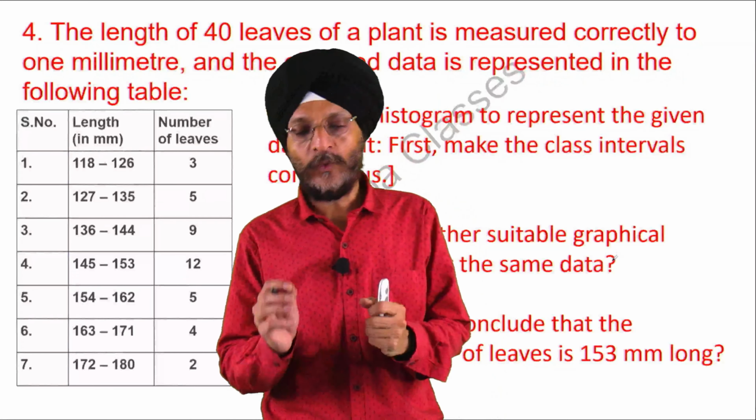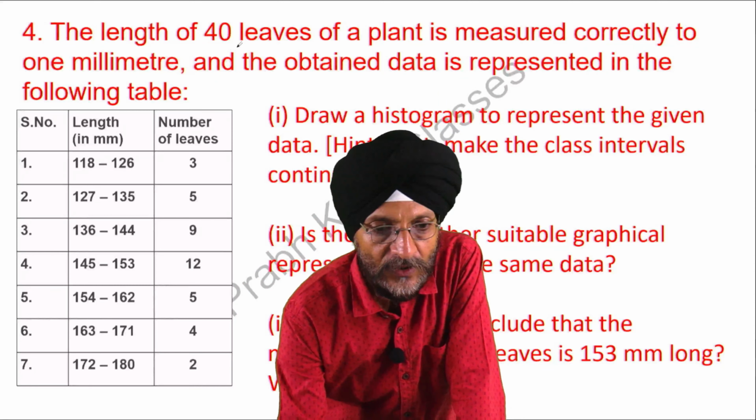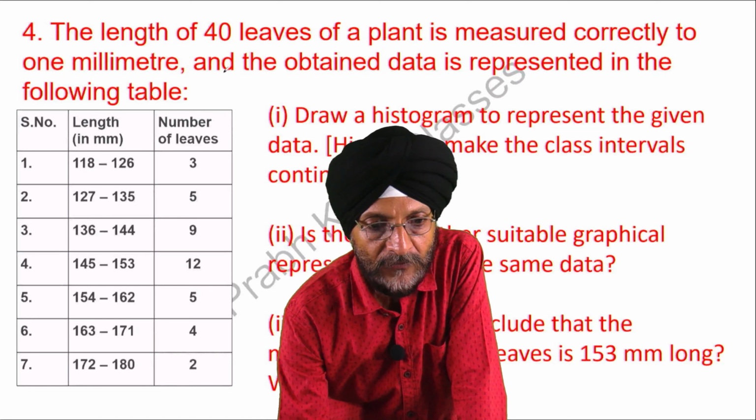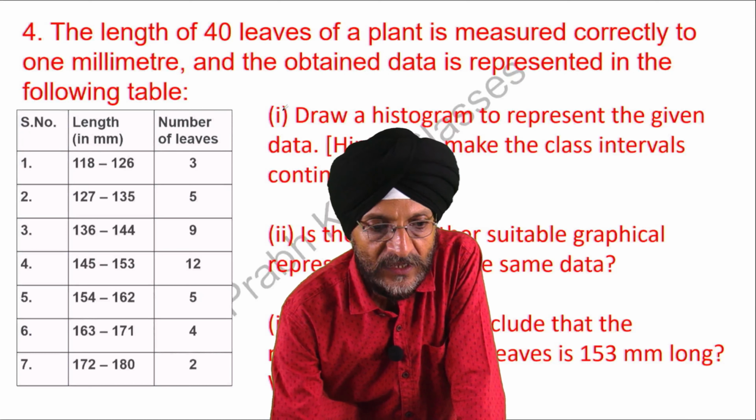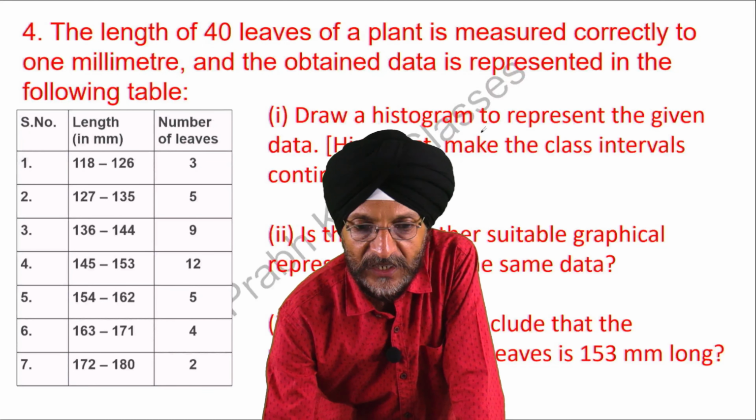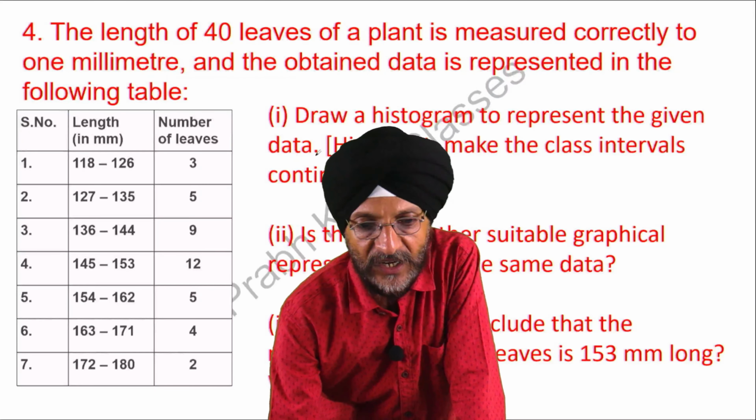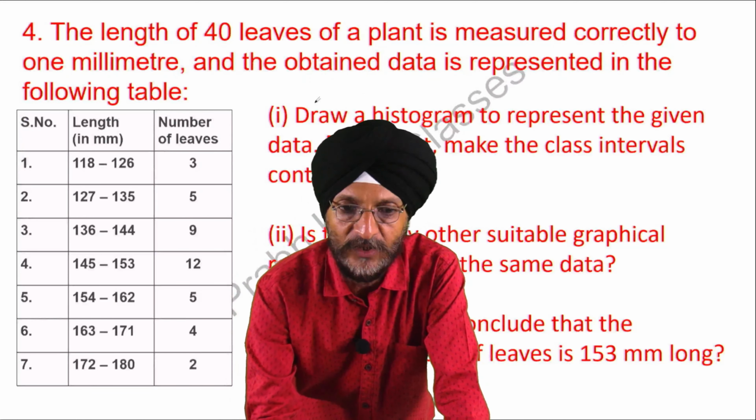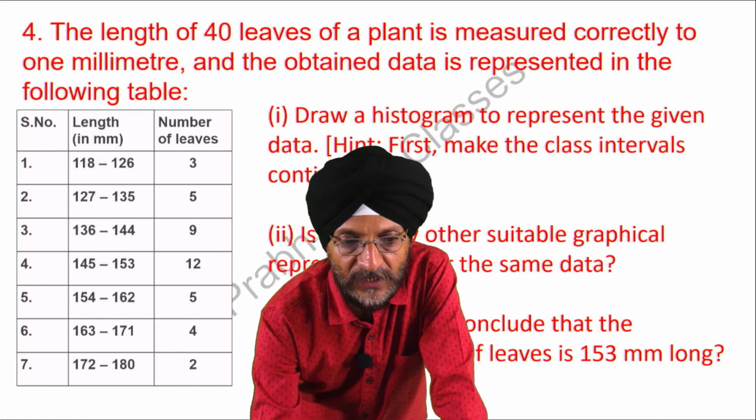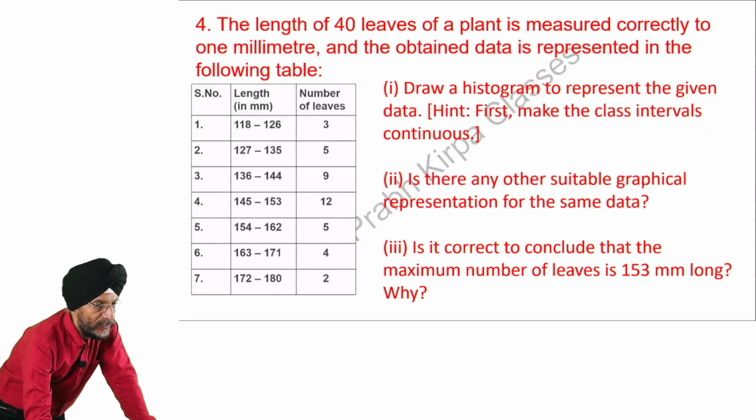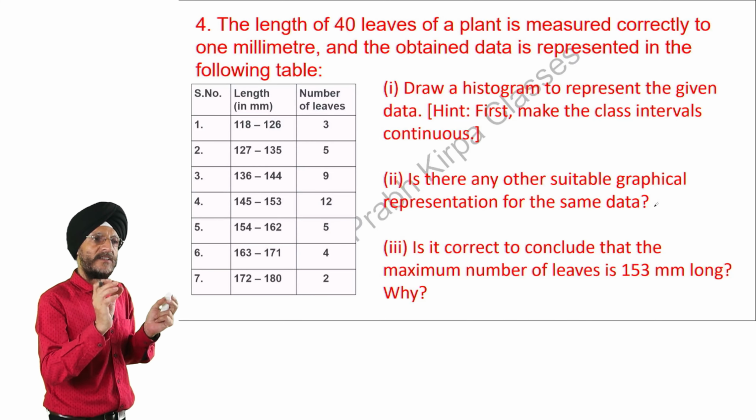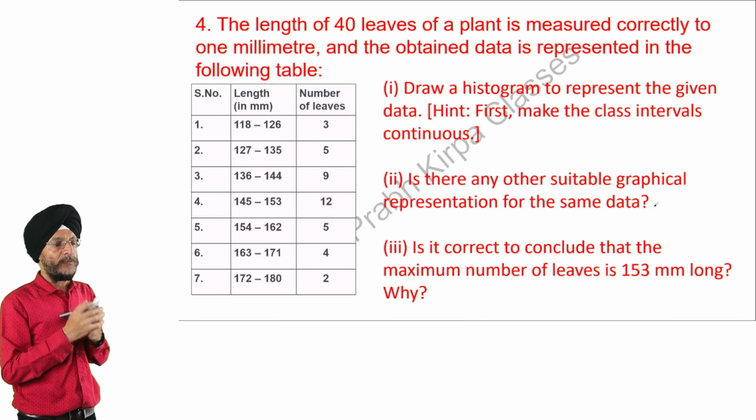Now the question before us is: the length of 40 leaves of a plant is measured correctly to 1 millimeter and the obtained data is represented in the following table. Draw a histogram to represent the given data. We have already solved this part of the question, that is 4.1. Now we have to solve the second and third part. What is the second part? Is there any other suitable graphical representation for the same data? If we give the answer in 2 words, then we can say that the answer is frequency polygon.